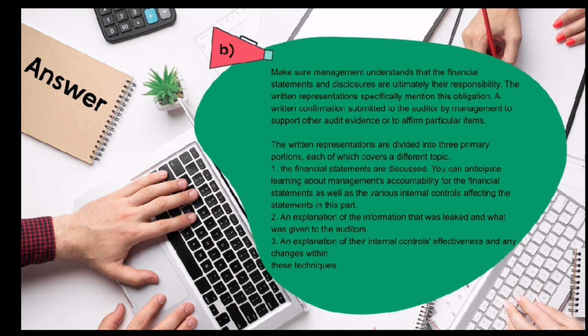Next is the major categories of items covered by written representations, which are making sure that management understands that the financial statements and disclosures are ultimately their responsibility. The written representations specifically mention this obligation. A written representation is a confirmation submitted to the auditor by management to support other audit evidence or to affirm particular items. The written representations are divided into three primary portions, each of which covers a different topic.